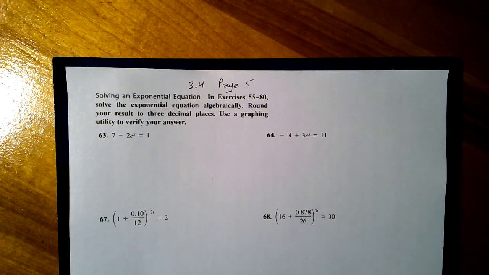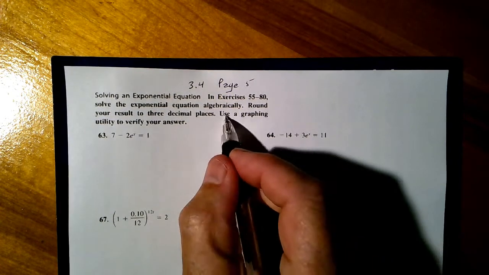Okay, you've made it this far. Welcome to 3.4, page 5. We are to solve the exponential equation algebraically. Round your answer to 3 decimals. Use a graphing calculator to verify your answer. You're welcome to do that.